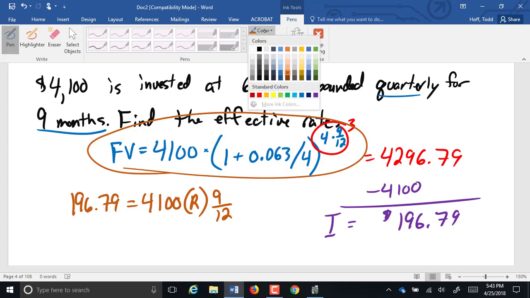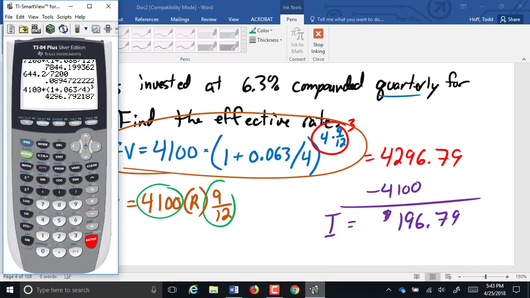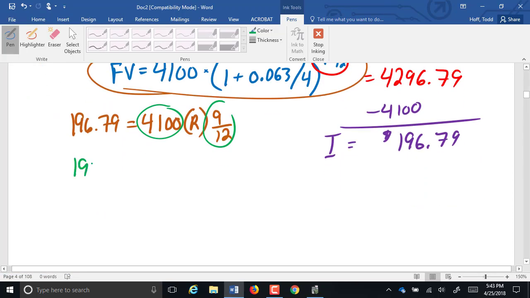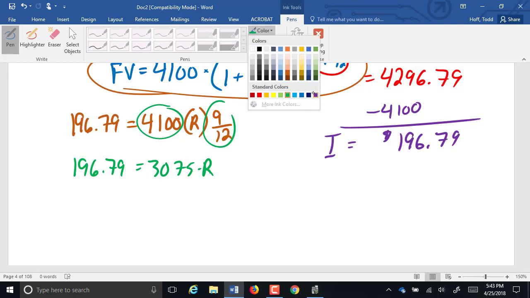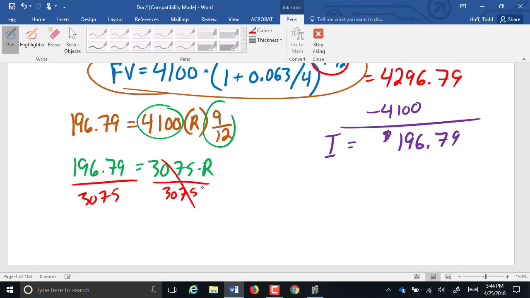So here we do have to combine the 4,100 and the 9/12. 4,100 times 9/12 is going to be 3,075. So we've got 196.79 equals 3,075 times R. Now we divide by the 3,075. That's the time. 9 months, 9/12 of a year.